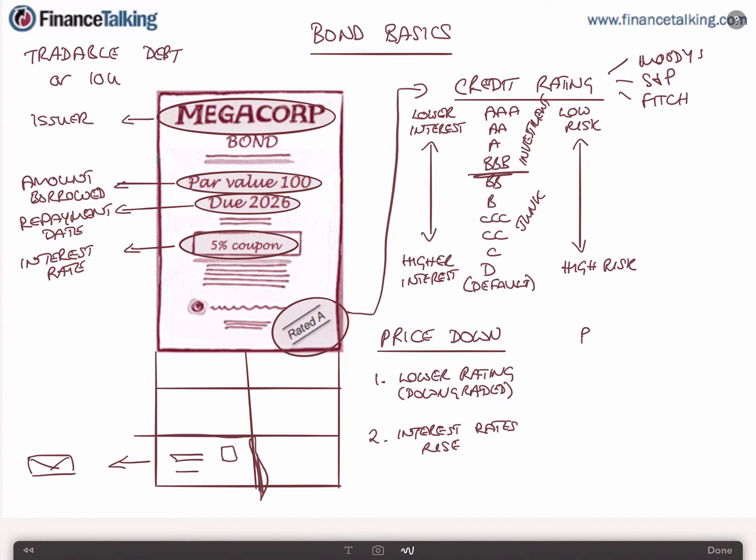So by contrast, if we think about the things that make the price go up, the first thing will be if the rating is upgraded. So rating upgraded. So if this bond's rating went from single A to double A, then investors would be prepared to pay more because they're getting such a good return for the level of risk they're taking. And then the second thing, of course, that would make the price go up would be if interest rates were to fall.